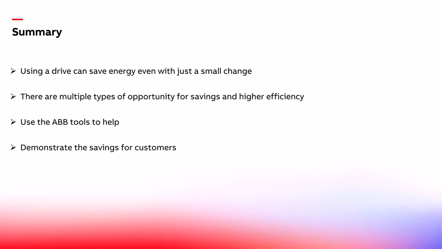So point 3 is use the ABB tools to help. So the two tools that we've gone through today, the EnergySave calculator is very useful for applying a drive to a motor that doesn't currently have speed control or is controlled mechanically. And as I just touched upon, the EcoDesign tool can give you efficiencies at certain operating points, and you can compare efficiency between two types of motors as well. So if you're upgrading the motor, it can give you an idea of energy savings for that.